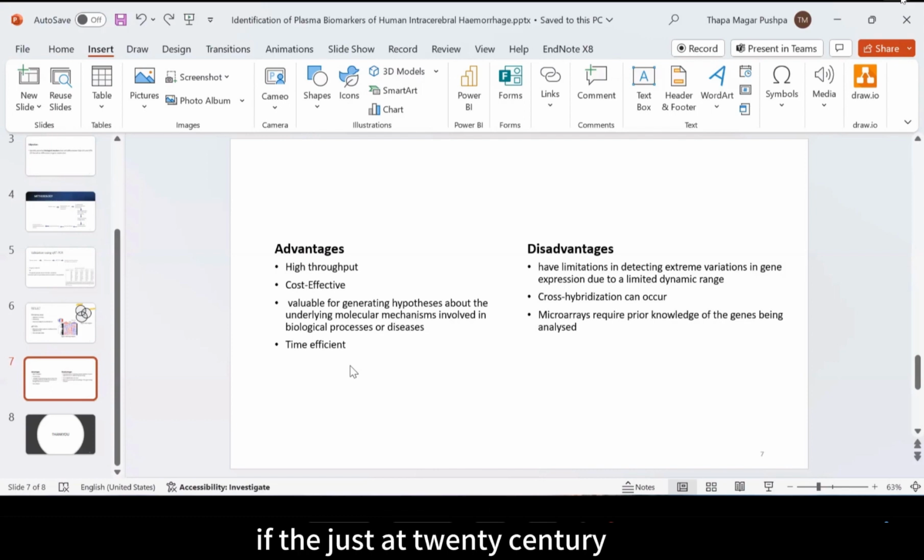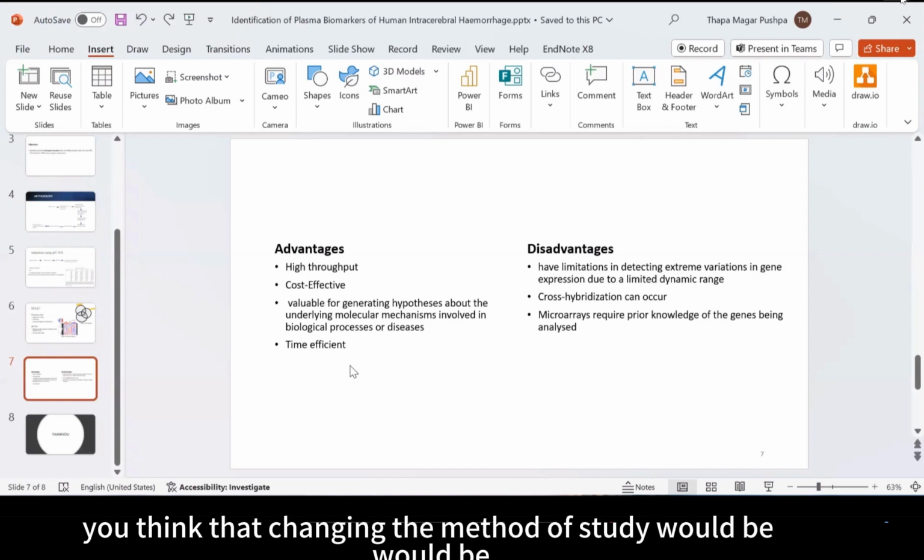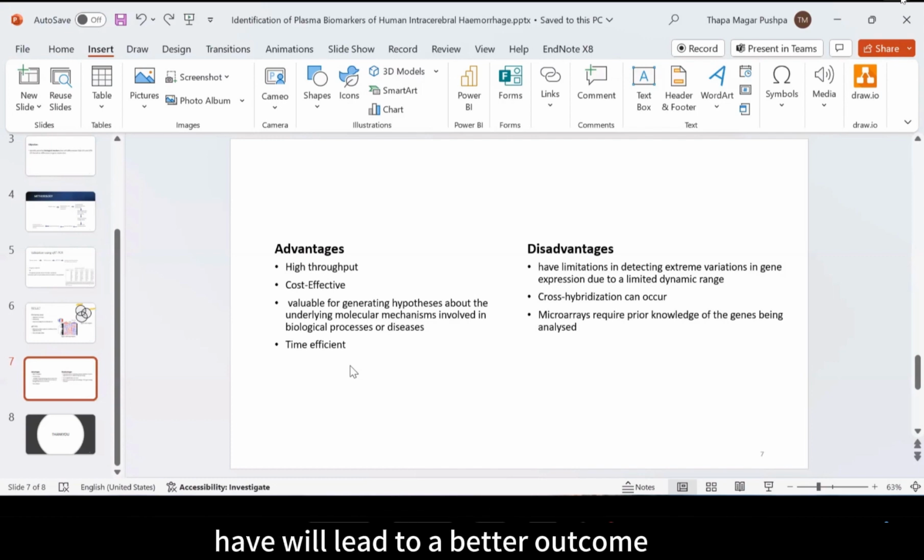Okay, so now that in 2023 the technology is available already, do you think that changing the method of study will lead to a better outcome? Oh yeah, obviously, yes, absolutely. Okay, thank you.